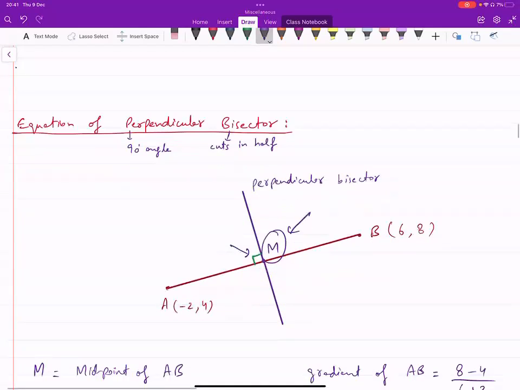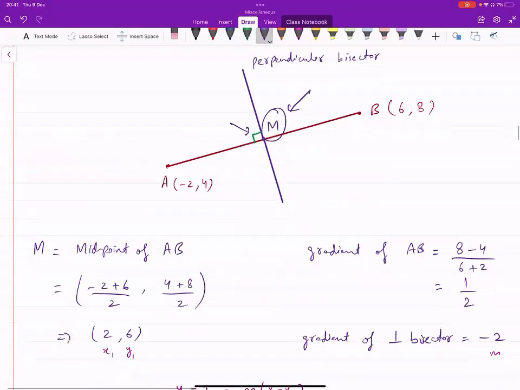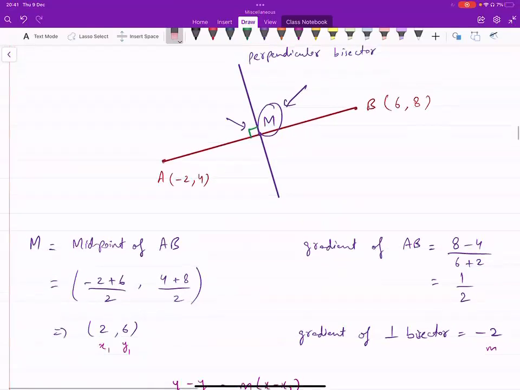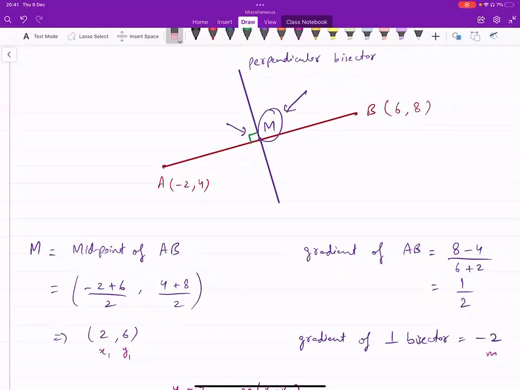Point is M. So we can find the midpoint of AB. That will be one point that we need. So AB का midpoint find कर लेंगे. And the second thing that we need is the gradient of that line, of this perpendicular bisector.